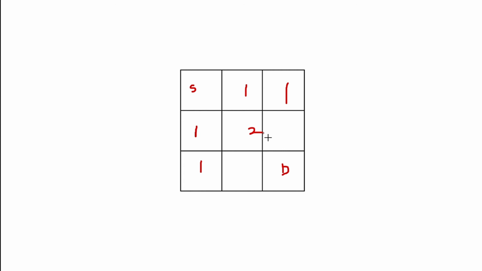Let's see. In order to reach this point, what are the just immediate preceding points? So that will always be this point and this point. What I mean by that is, since the robot can only move in two directions, that is the right direction and the bottom direction. So if the robot wants to come to this point, what are the two ways from which he can come? He can either come from the top direction, right? Or from the left direction.